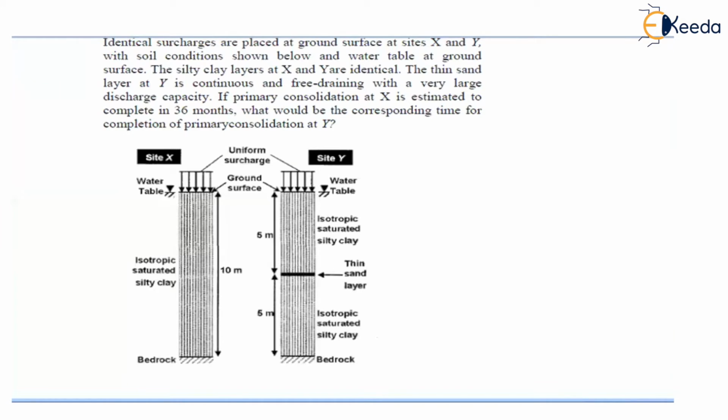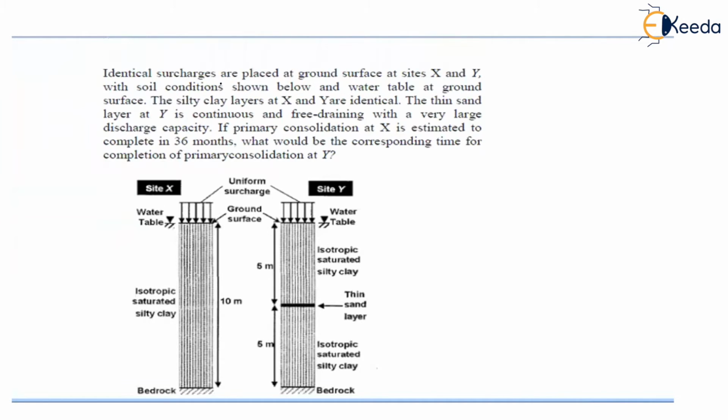Okay. Now let us read this question. Identical surcharges are placed at the ground surface at sites X and Y. Okay, there is a site X here and also a site Y, with soil conditions shown below and the water table at ground surface. They are saying the water table is at the ground surface and they have given some properties of the soils. The silt clay layers at X and Y are identical. The thin sand layer at Y is continuous.